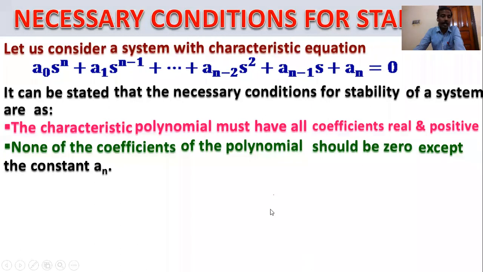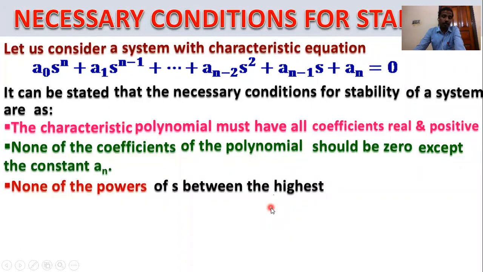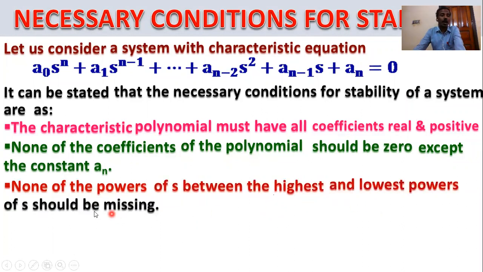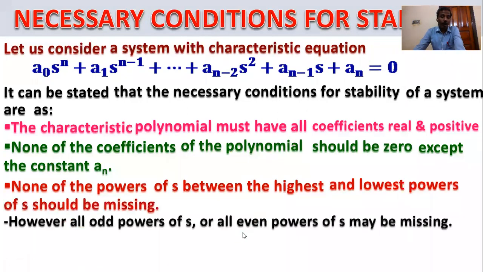And what is the third condition? None of the powers of S between the highest and lowest powers of S should be missing. So no missing power. In this case, S to the power n, S to the power n minus 1, S square, S to the power 1, S to the power 0. So no missing power. That's why the necessary condition is satisfied. However, all odd powers of S or all even powers of S may be missing.